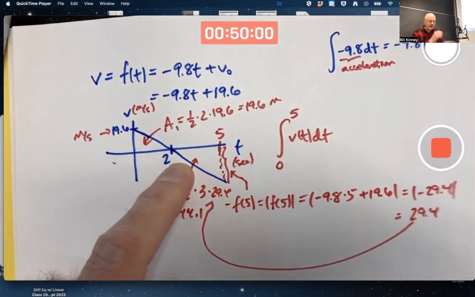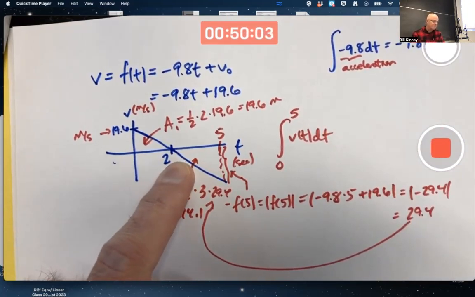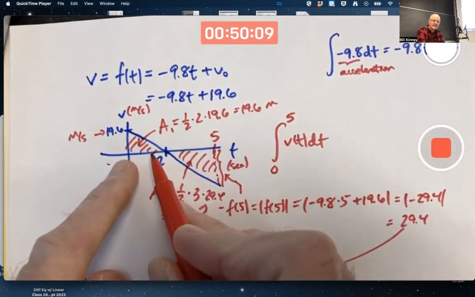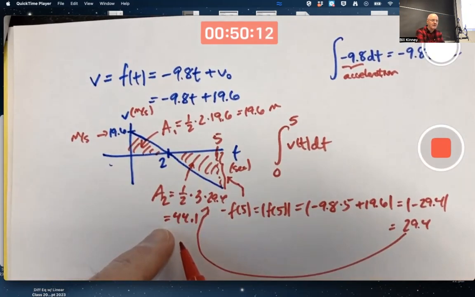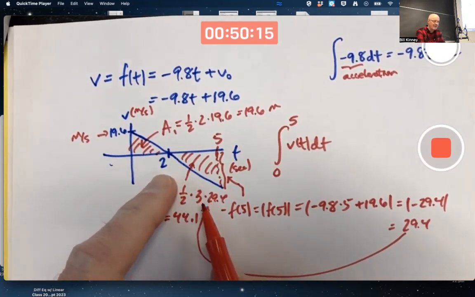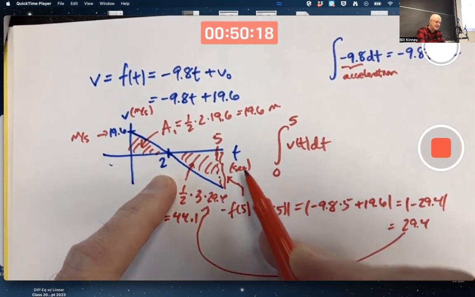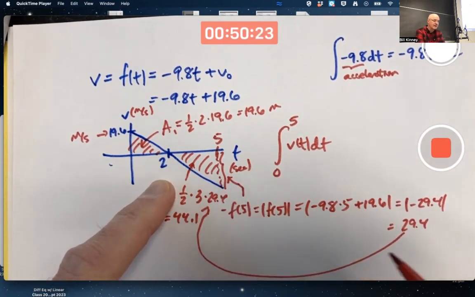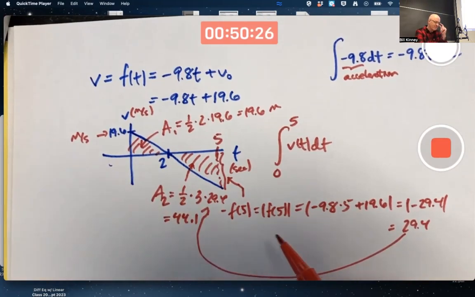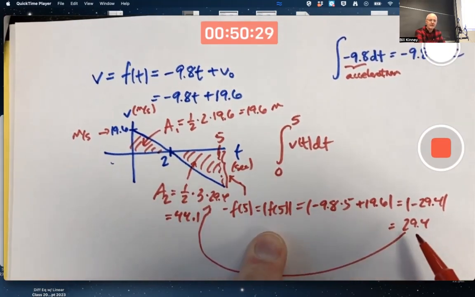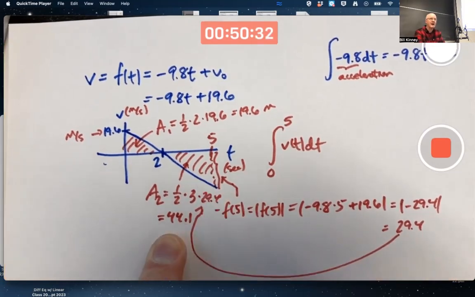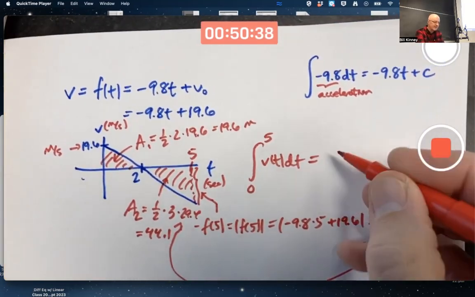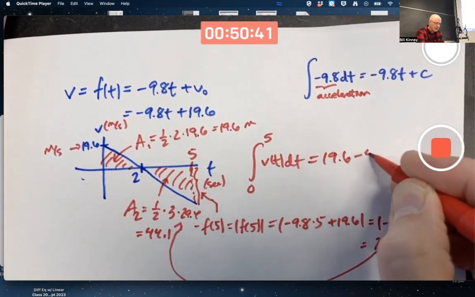As a literal area, it's a positive literal area. Both of these are positive as literal areas. Positive 19.6 there, positive 44.1. To find that literal area as a positive quantity, I do 1/2 base times height. The height is the length of that side. It's not equal to f of 5 because f of 5 is negative. The function is below the axis. So I take the absolute value of f of 5, get 29.4 to find the actual area of this triangle as a positive quantity. But it contributes negatively to the value of the integral. The value of the integral is 19.6 minus 44.1.